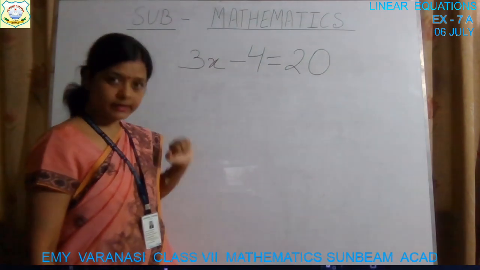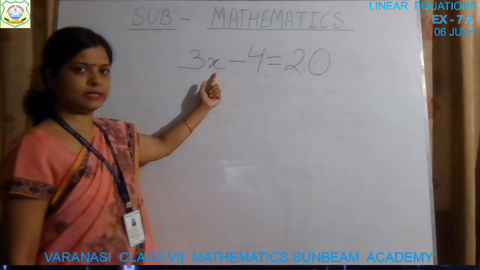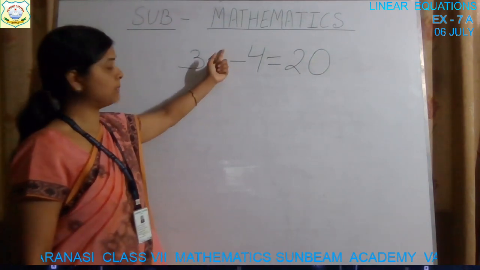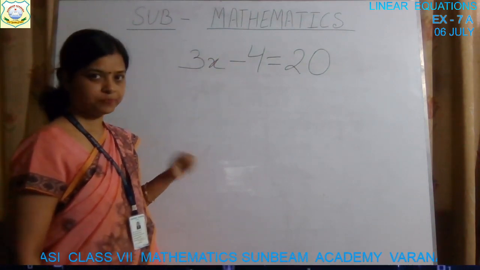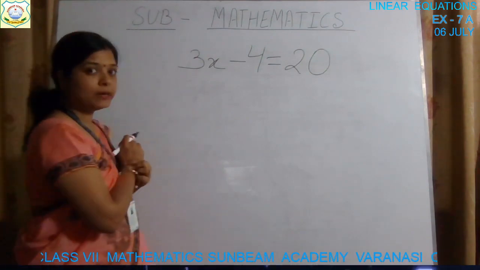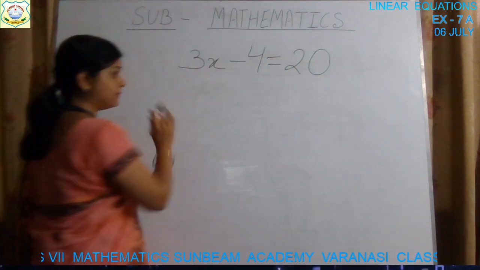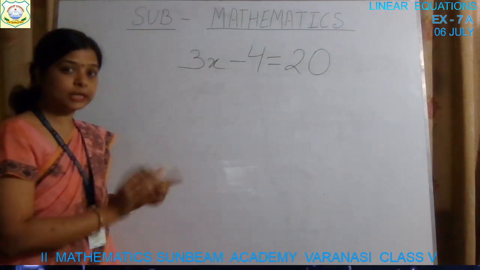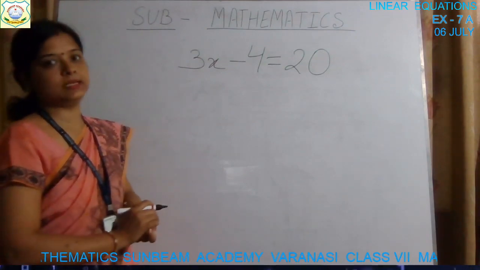It is in one variable. How many variables are there? Only one variable, that is x. And its power is 1. So it is a linear equation. Okay, so let's solve it. How will we solve it? By using the transposition method. So we will separate all the variable terms on one side and the constant terms on the other side.